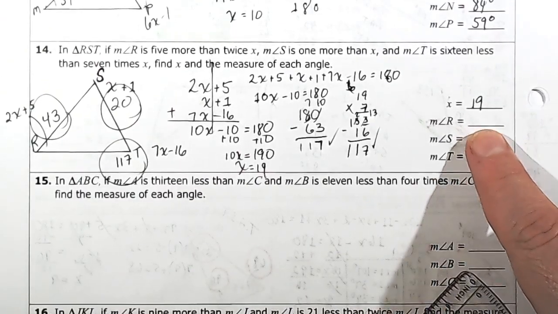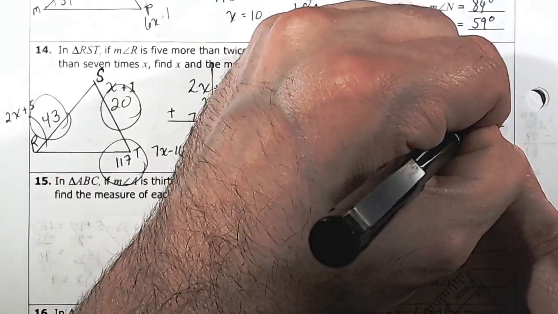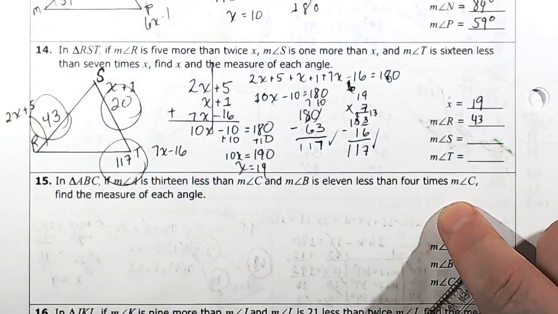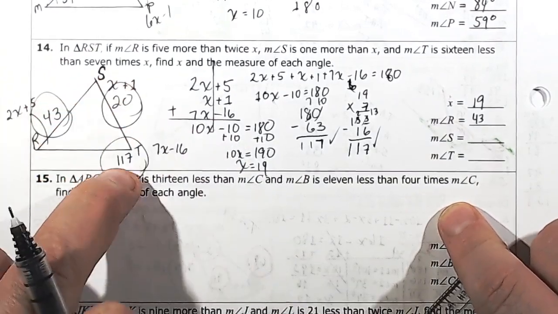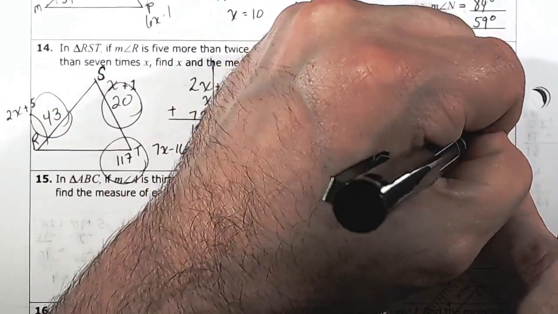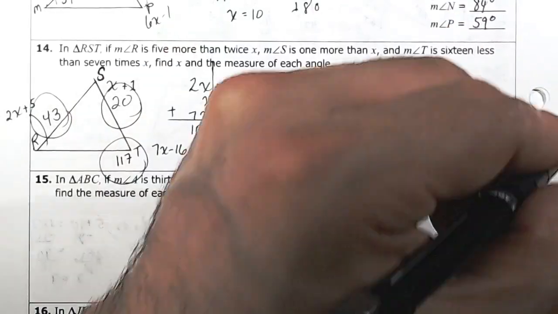So R is 43. I suppose we should check it, right? Well, we kind of did. 43 plus 20 plus 117 does add up to 180. S is 20, and T is 117.